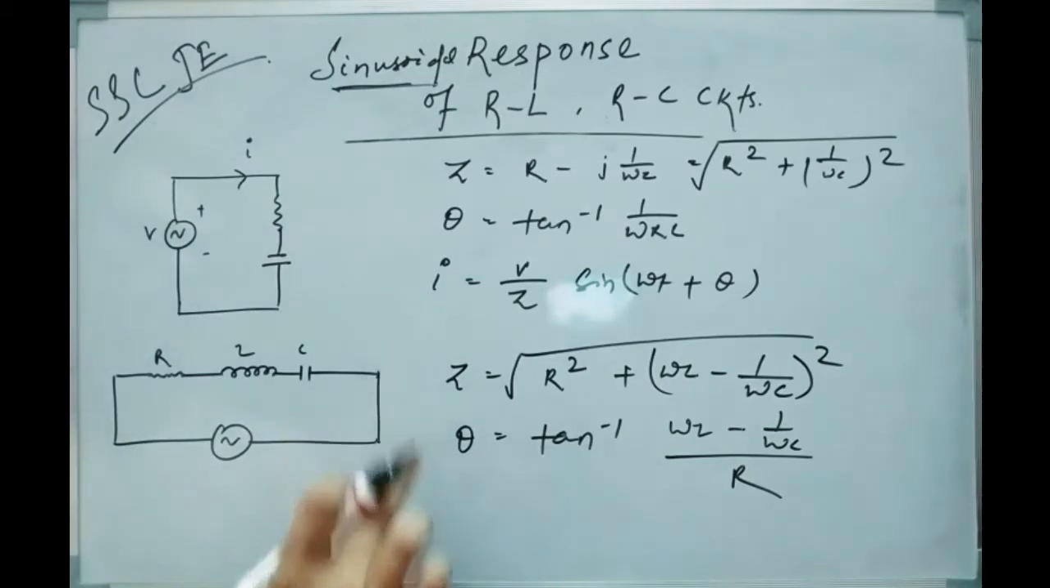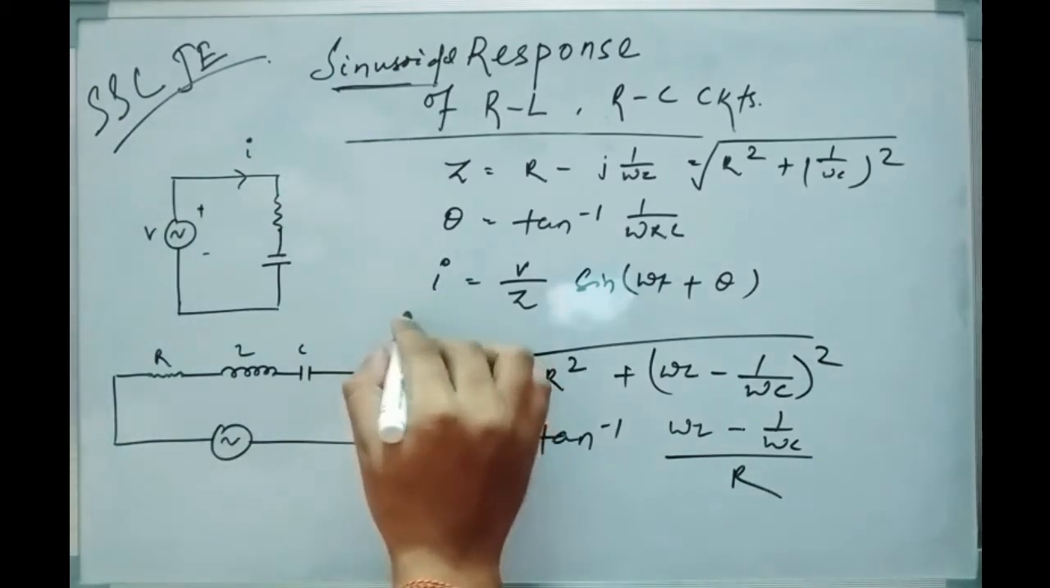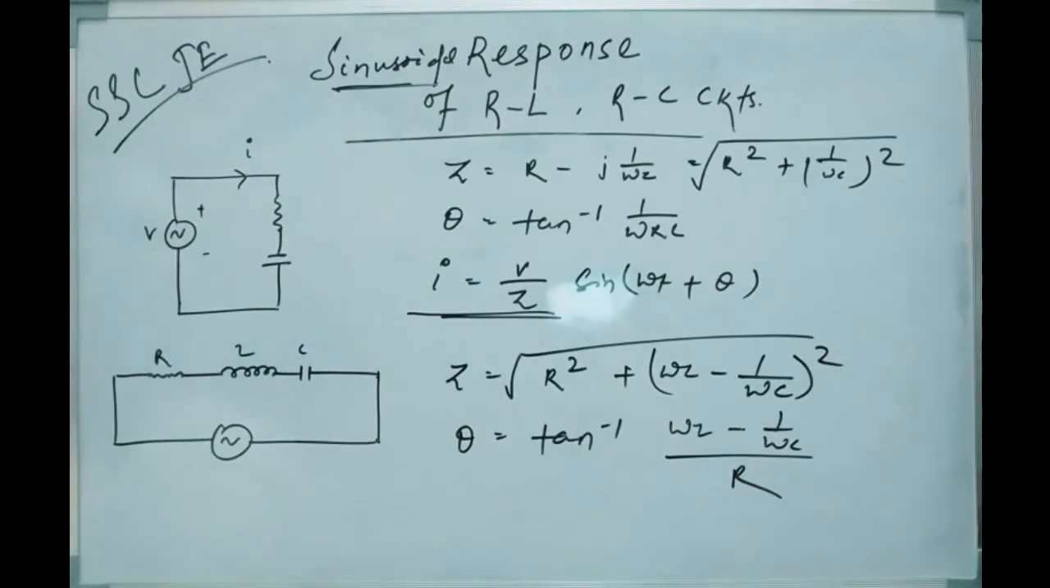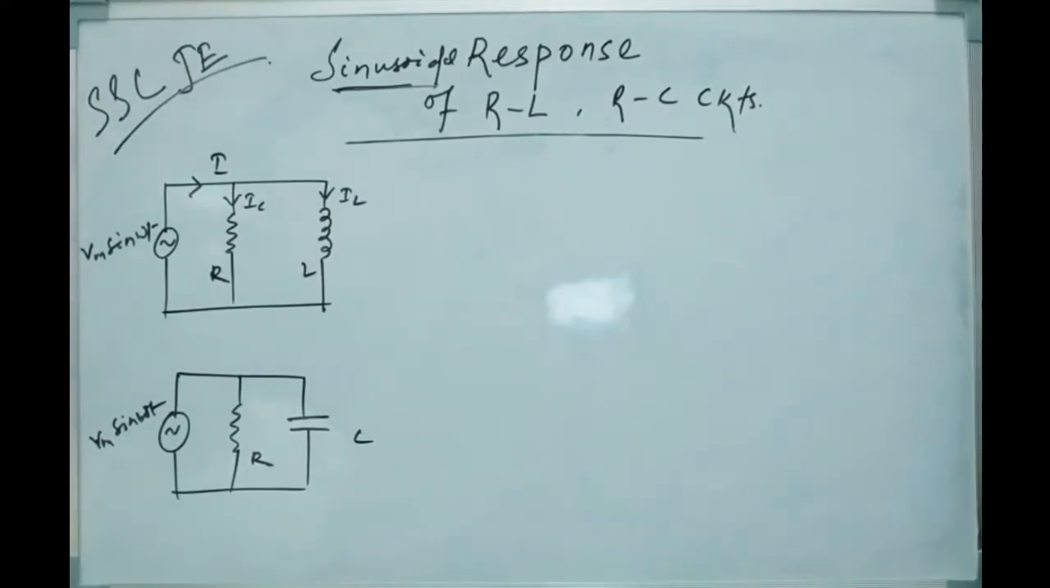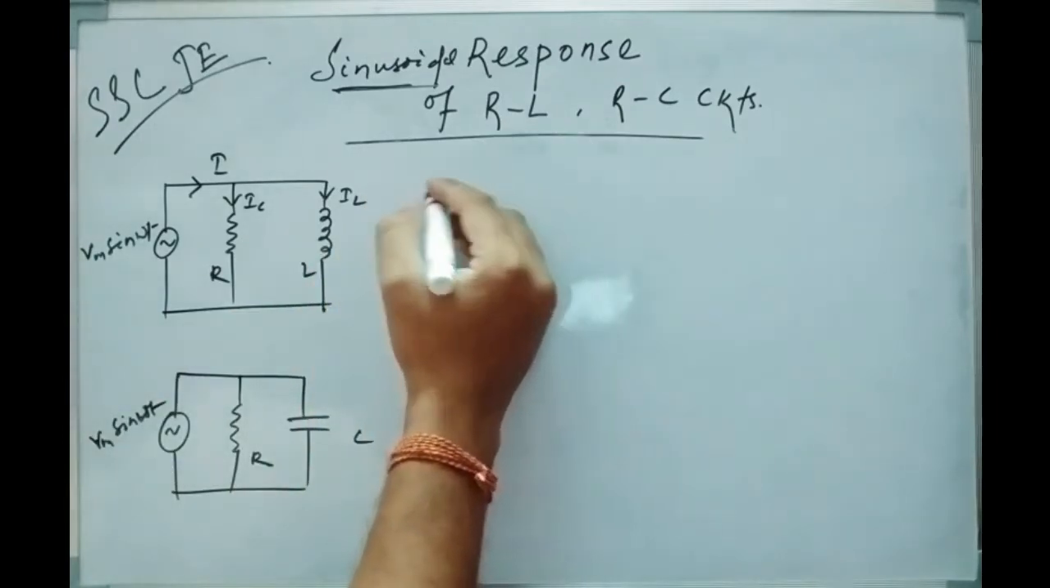Again you can put these Z and theta values here, and you can get the expression for I. And this is the sinusoidal response for RL and RC parallel circuits. Here also I am writing the expressions directly.